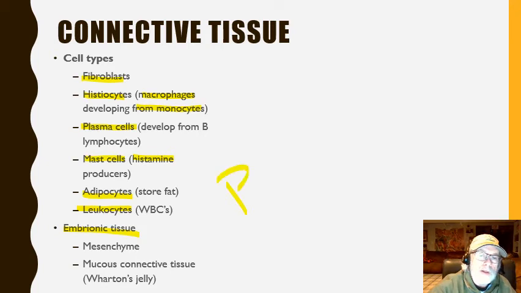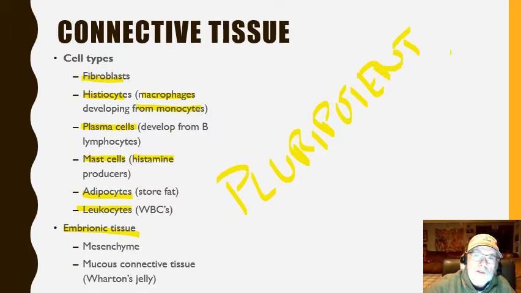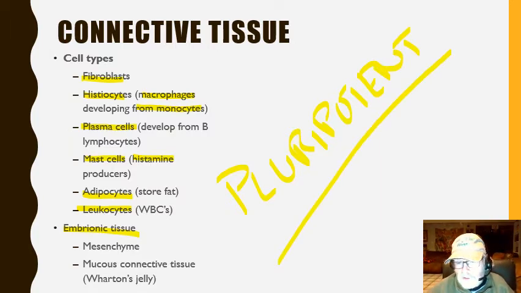Pluripotent. Okay, I should have written that in something other than yellow because that doesn't really show very well. But anyway, pluripotent. And pluripotent means that these stem cells could be a lot of things. They could develop into a lot of different directions. So if I have a pluripotent cell, that means it could be bone, it could be whatever the case may be. The word we have here is called differentiation.